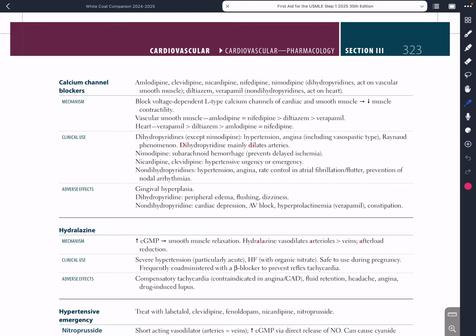On vascular smooth muscle, amlodipine and nifedipine are more effective than diltiazem and verapamil. On the heart, verapamil is stronger. Diltiazem is stronger than amlodipine and nifedipine. So on vascular smooth muscle, the strongest medications are amlodipine and nifedipine. On the heart, the strongest is verapamil.